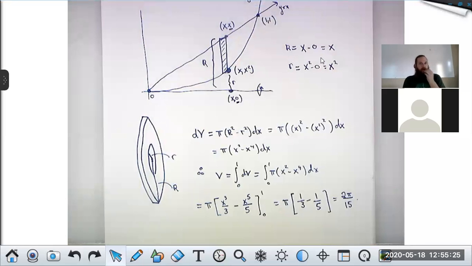If it wasn't given to you by me or by the problem, then you would need to solve for that intersection point to find your upper limit of integration. And the R's are the tricky thing to come up with. The trick to coming up with them is to remember first the definition that I gave you.